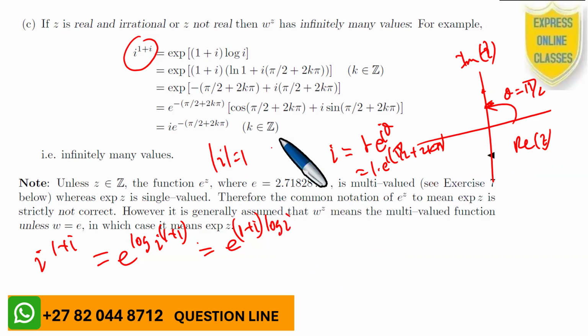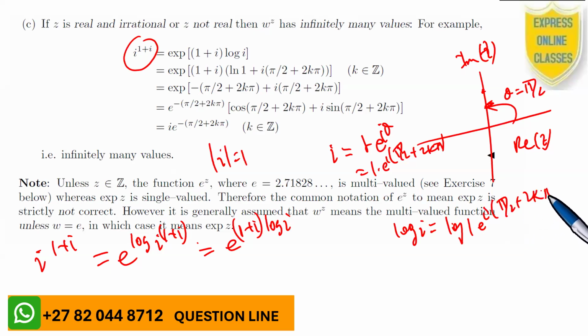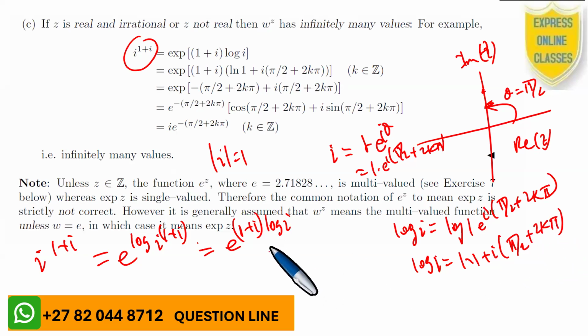Right, so if you have the log, it is the log of e to the I pi over 2 plus 2k pi, which means the log of I is the same as the ln of 1 plus I pi over 2 plus 2k pi, which is e to the 1 plus I, the log of this, which is ln 1 plus I pi over 2 plus 2k pi.